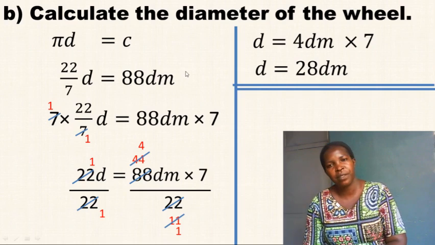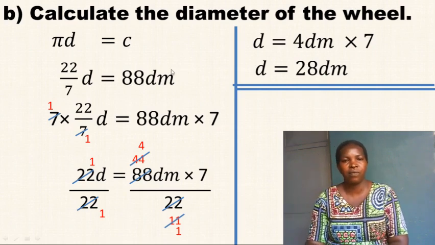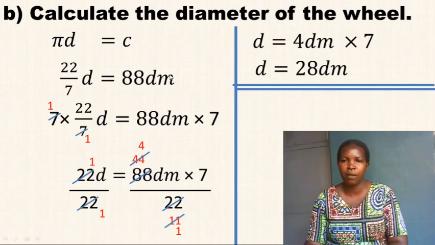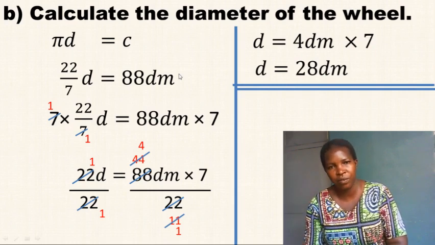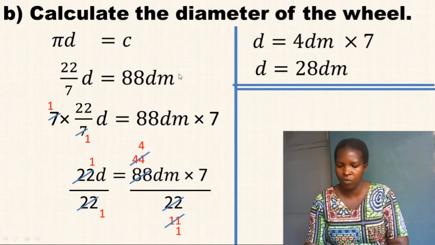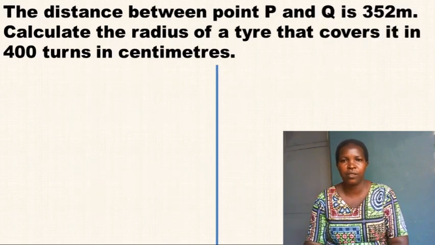So in question part B, we were required to find the diameter, which we all know the formula states that, given the circumference, the formula becomes pi d equals circumference. And obviously, we've come up with our final answer as per this question, part B, our diameter being 28 decimeters. My dear boys and girls, we need to move on to the next question.